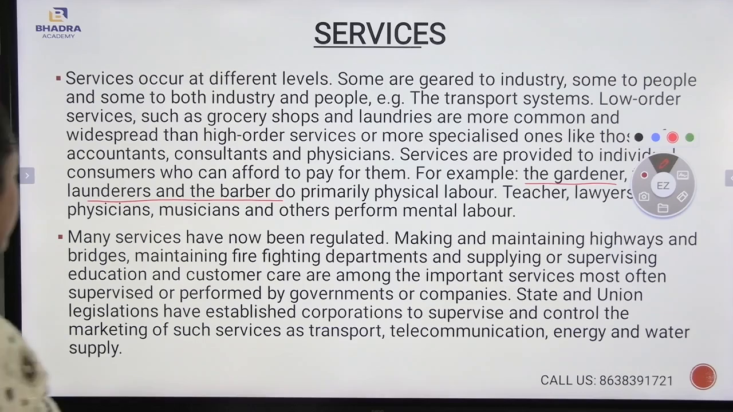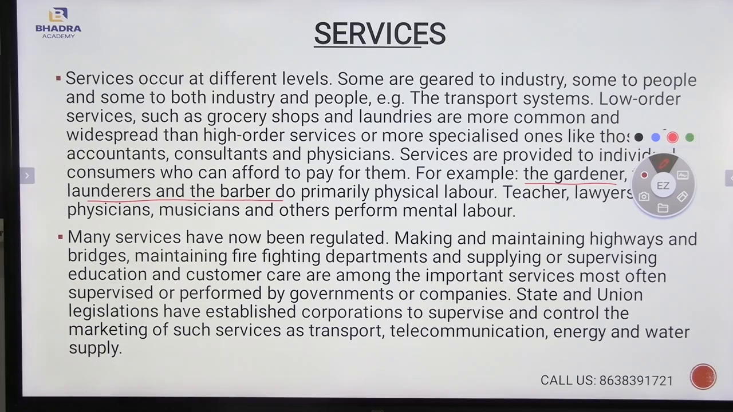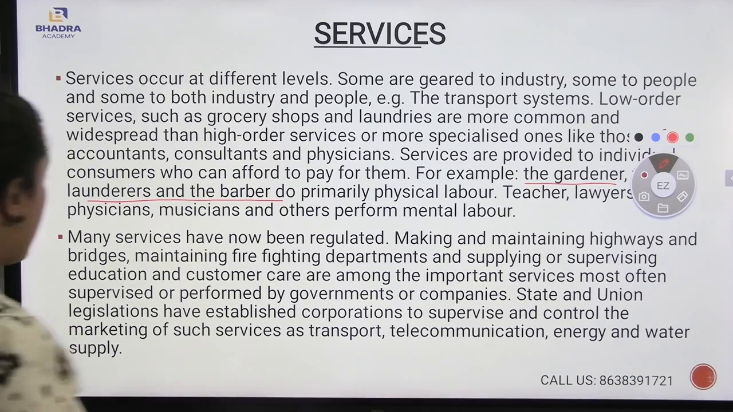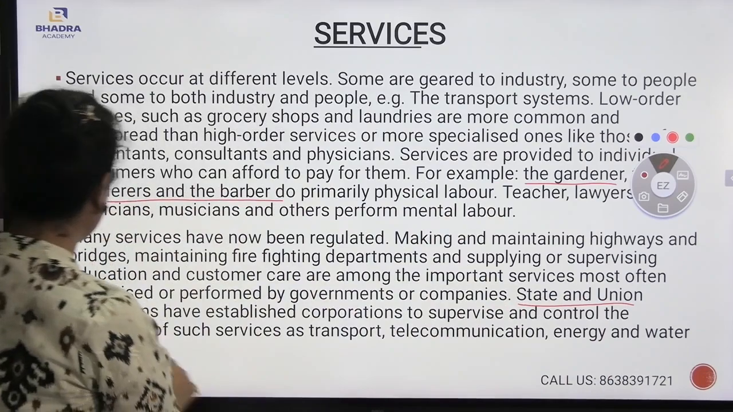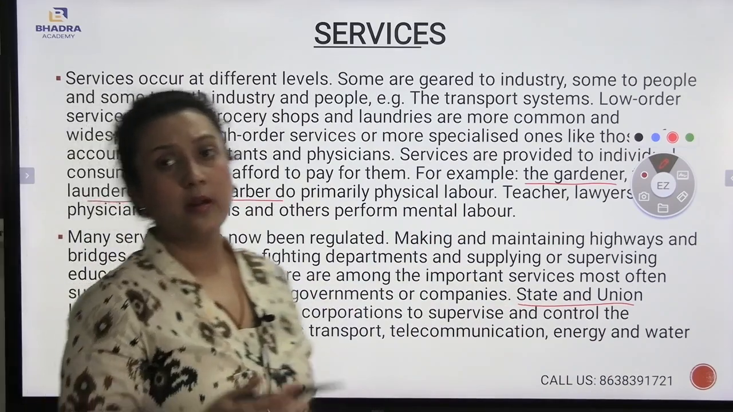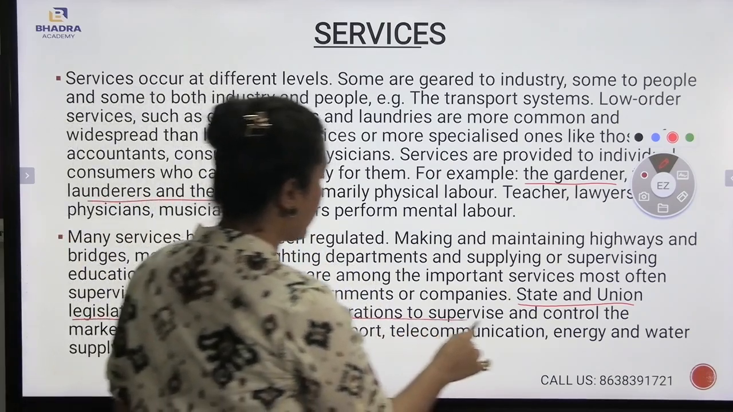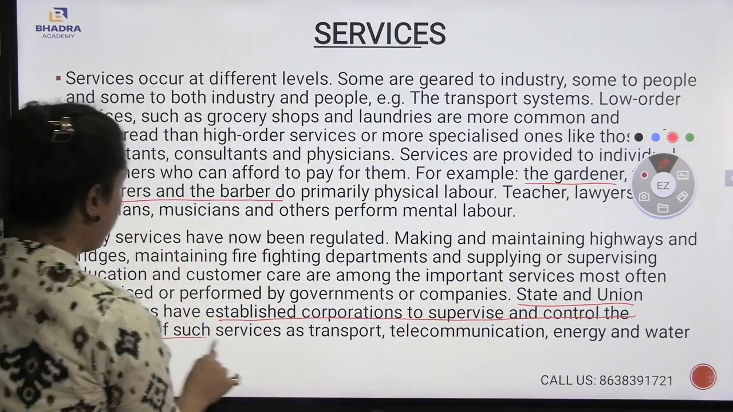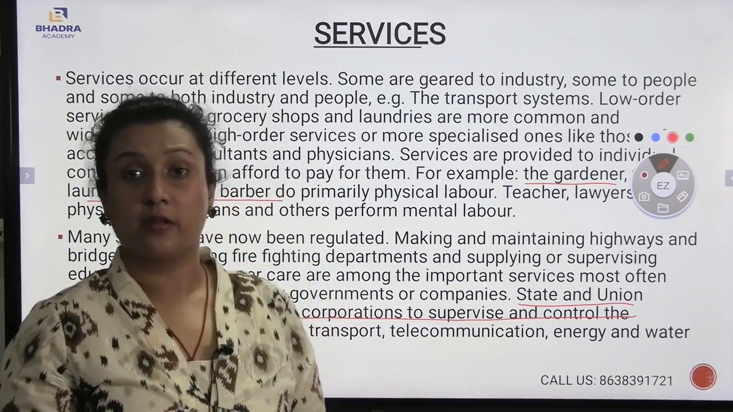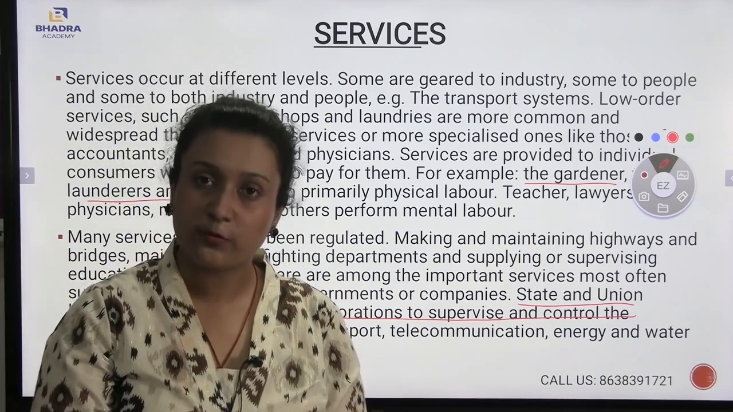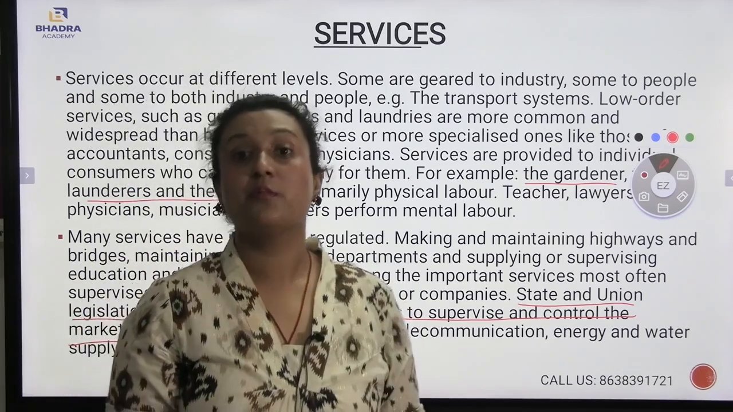Now, state and union legislation have established cooperation to supervise and control the marketing of such services as transport, telecommunication, energy, and water supply. Here we will be understanding about state and union legislation. Some of the services are divided between the state and the union legislation. These services are established cooperation to supervise and control the marketing of such services. The state and union are maintaining corporations, and with the help of those corporations only, those services are maintained and provided.